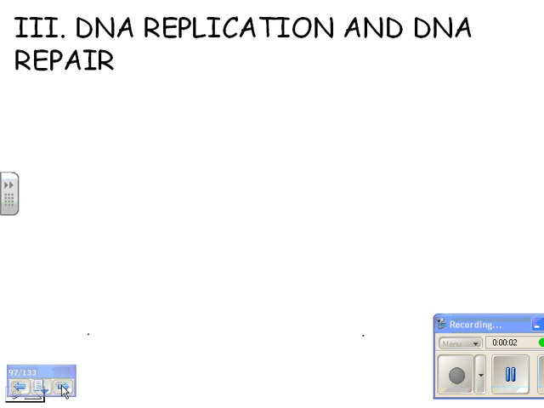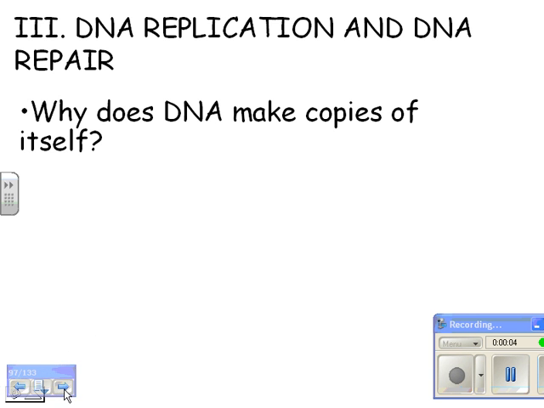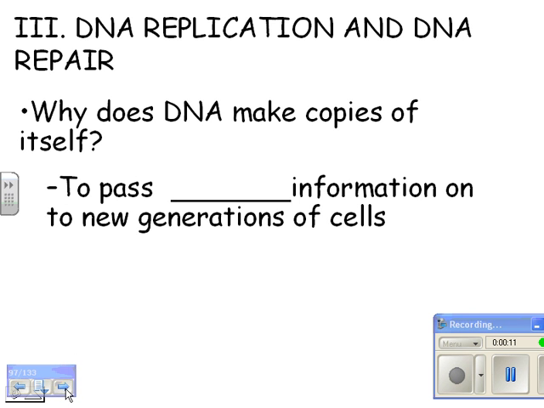DNA replication and DNA repair. So we are finally talking about how DNA makes copies of itself. First of all, why does DNA make copies of itself? The answer is to pass genetic information onto new generations of cells.